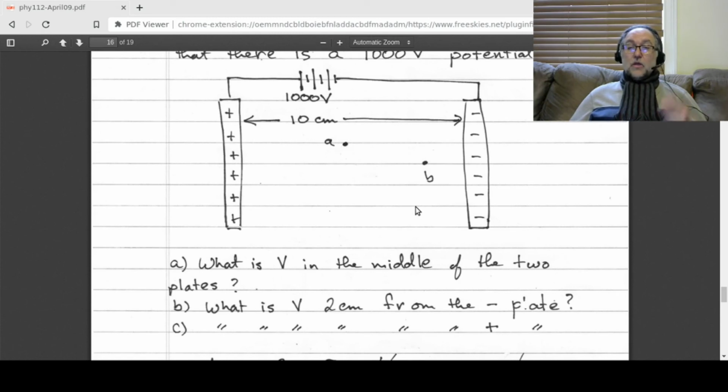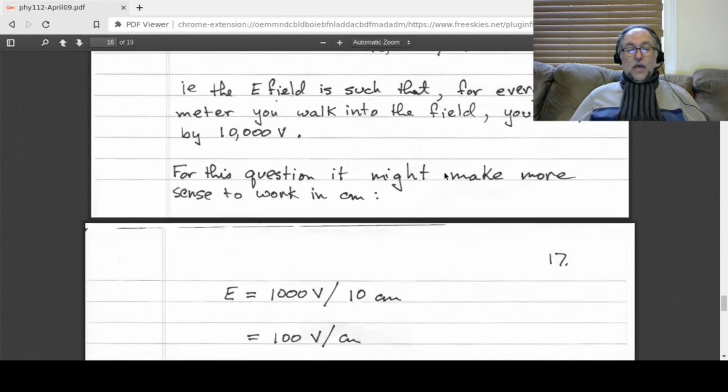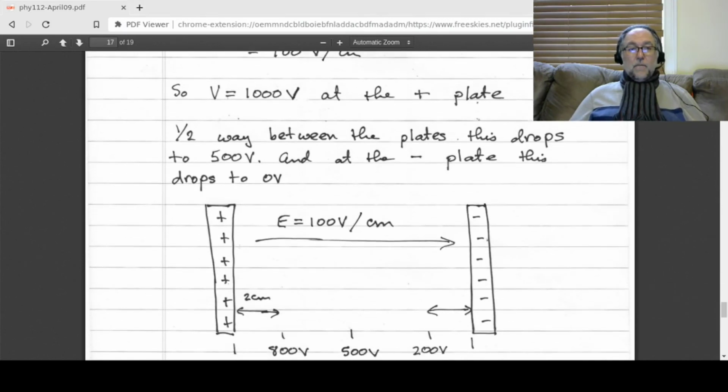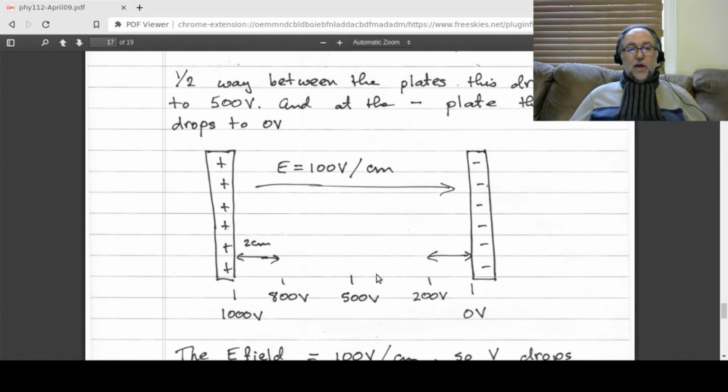2 centimeters in, 200 volts. 3 centimeters in, 300 volts. 4 centimeters in, 400 volts. 5 centimeters in, 500 volts, and so on, all the way until you get to 1,000 volts. And so now it becomes pretty easy to answer the question, because if you're halfway between the two plates, then you're at 500 volts.